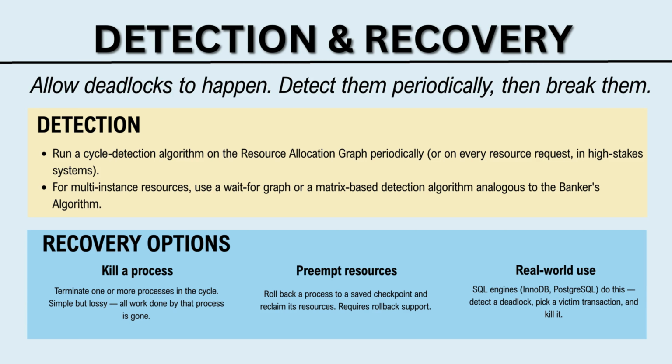The third strategy is heavily used in databases. SQL engines like InnoDB and PostgreSQL can run deadlock detection constantly, and when they find a cycle, they pick a victim transaction, typically the one that's done the least work, and kill it. The client gets an error and retries.